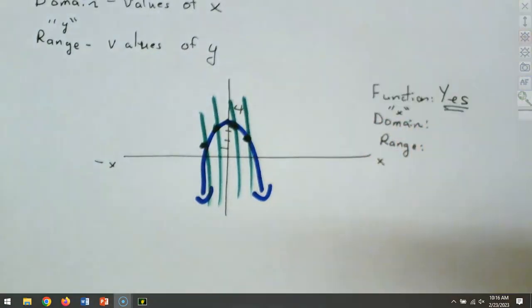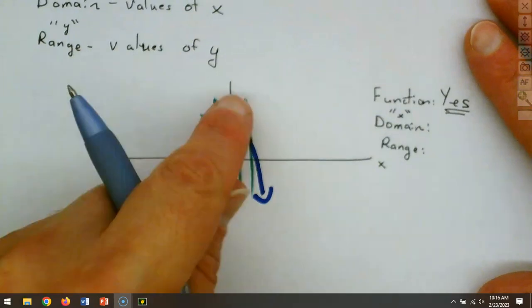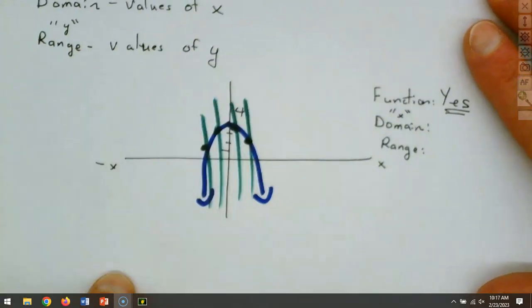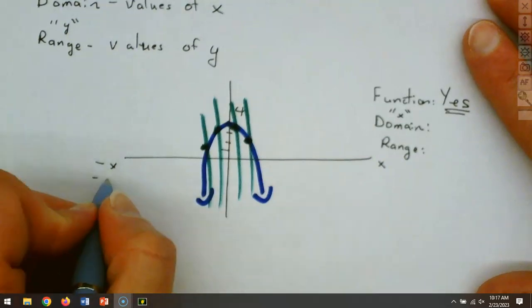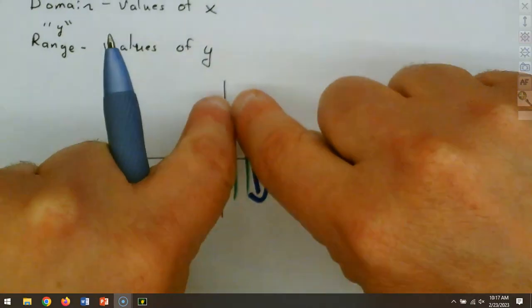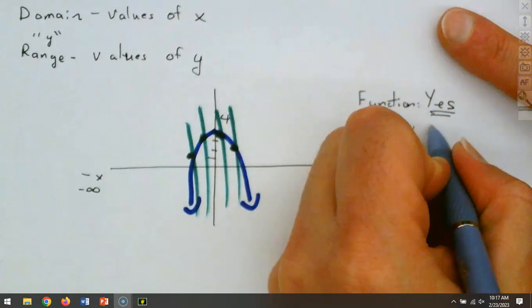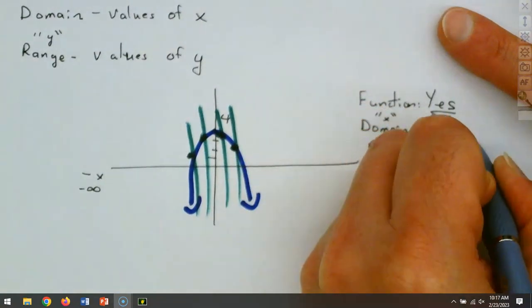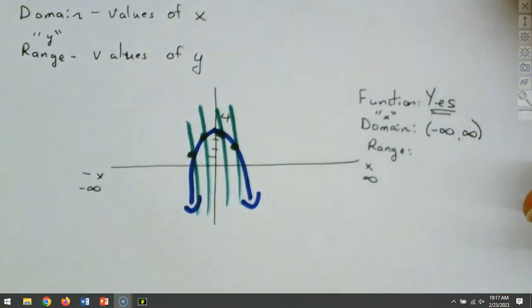Okay, so we're only looking at the left and the right part. So as it goes down, what's it doing? Getting wider, so it's going to negative infinity, and it's also going to positive infinity, right? This way is negative infinity, this way is positive infinity. So my graph is going to the left and to the right, so my domain would be negative to positive infinity. Now, what about the range?